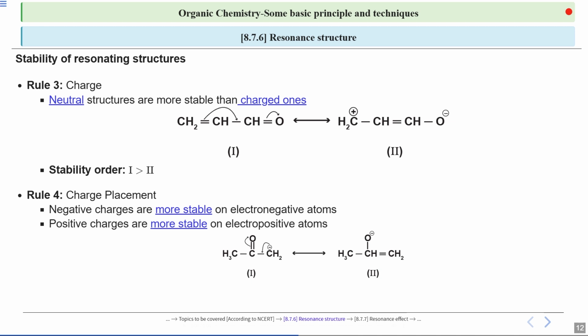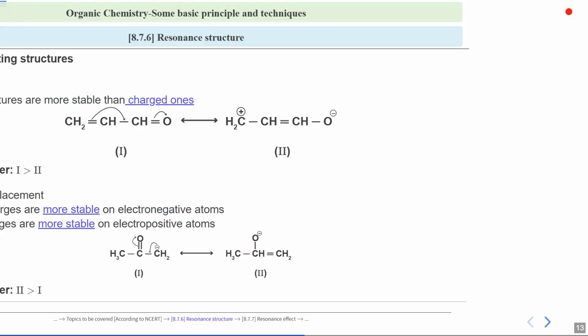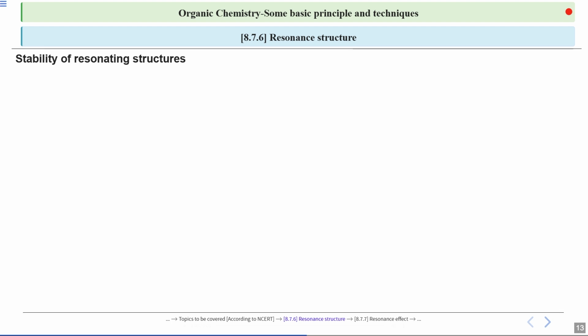What about rules number 1, 2 and 3? Rule 1 is equally applicable to both of them because they have the same number of bonds. Rule number 2 is also equally applicable. Similarly, they both are charged. So you have to move on to rule 4 to decide their stability. Therefore, the stability of 2 is more than 1. Moving on to the next.